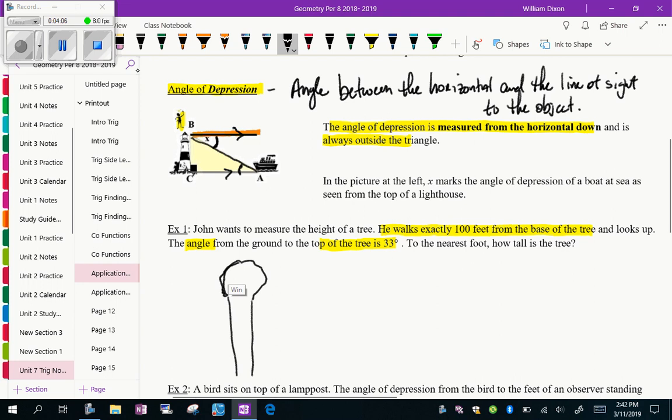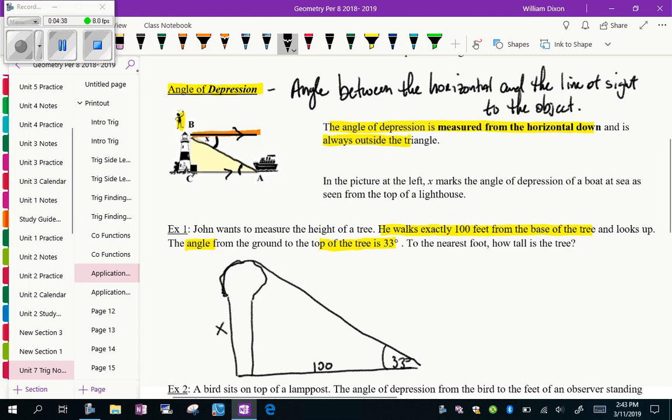Okay, that's not a bad tree. And it's 100 feet from the base. Now the angle from the top of the tree to the ground is 33 degrees. So that's my angle of elevation. I want to know how tall the tree is. That's going to be X.